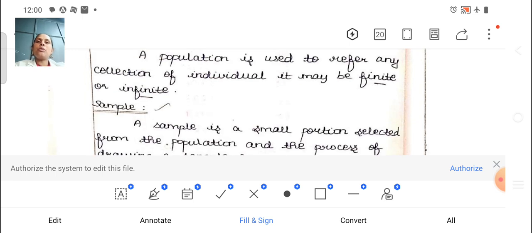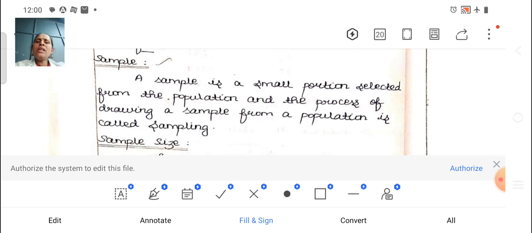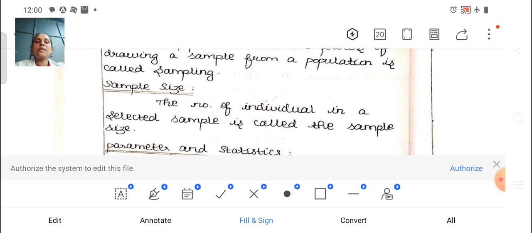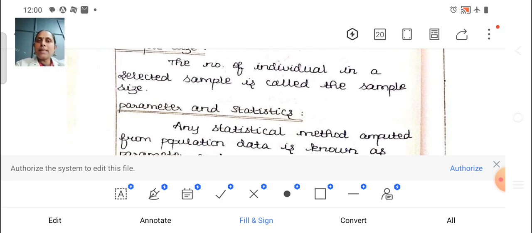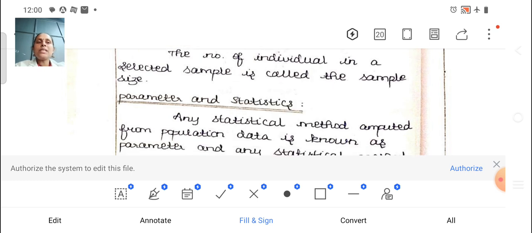Okay, next we are going to see about the sample. A small portion selected from the population is called the sample. The sample size is denoted by the symbol small n. The number of individuals in a sample is called the sample size. Next one is parameter and statistic. Any statistical measure computed from the population is known as a parameter, and any statistical measure computed from the sample is known as a statistic.